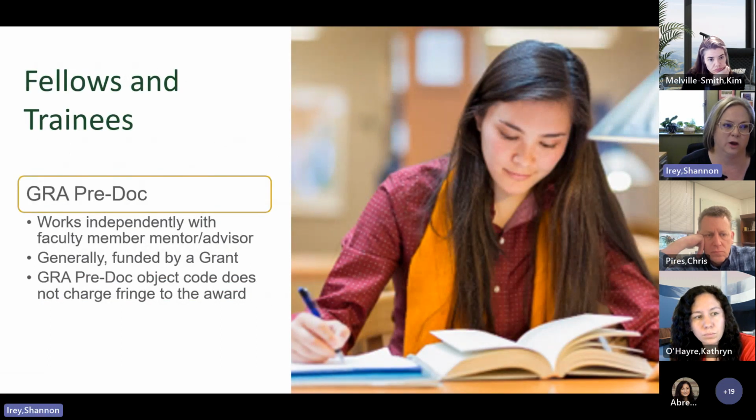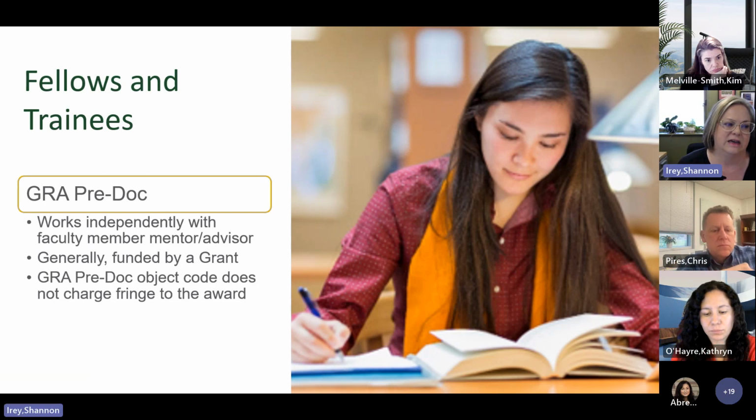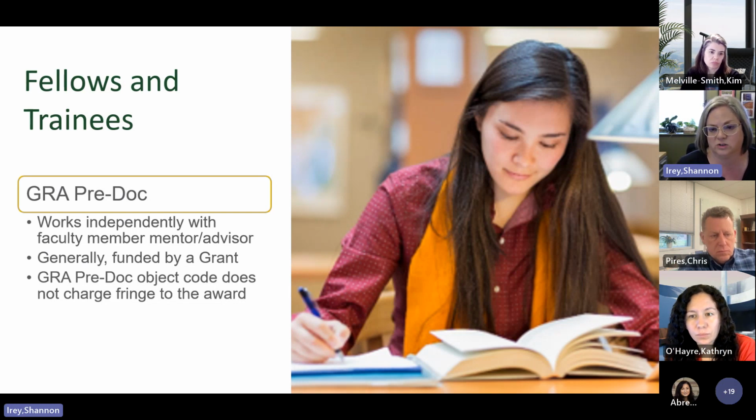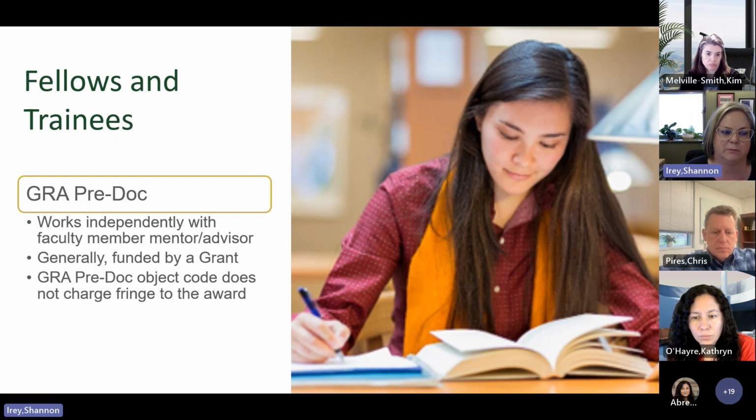When we have a fellow or a trainee, then we are calling these in our HR system a GRA pre-doc. Again, they're working independently. They will generally have a faculty member who is a mentor or an advisor to them. They are funded by an award of some sort, either a grant, cooperative agreement, or contract, like we said. And then we have this GRA pre-doc object code, which will not charge fringe to an award.